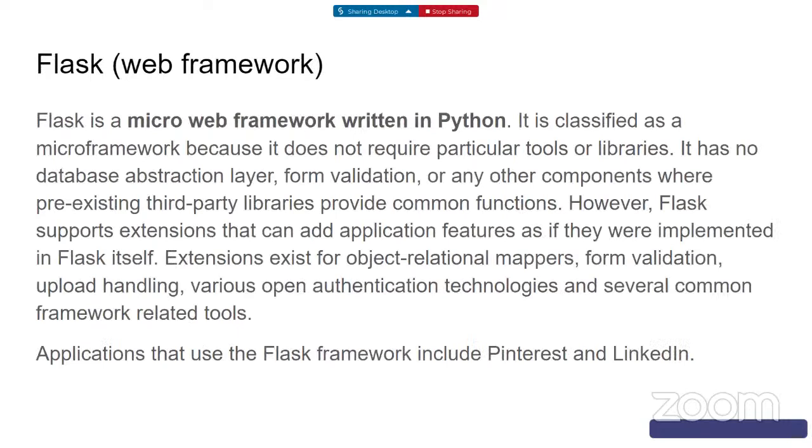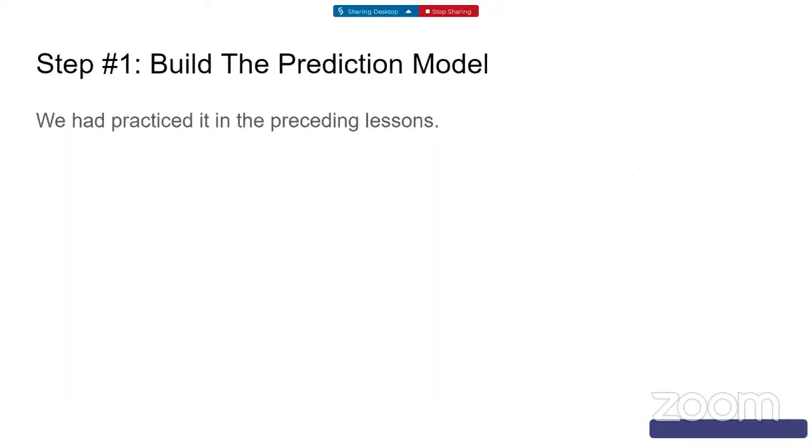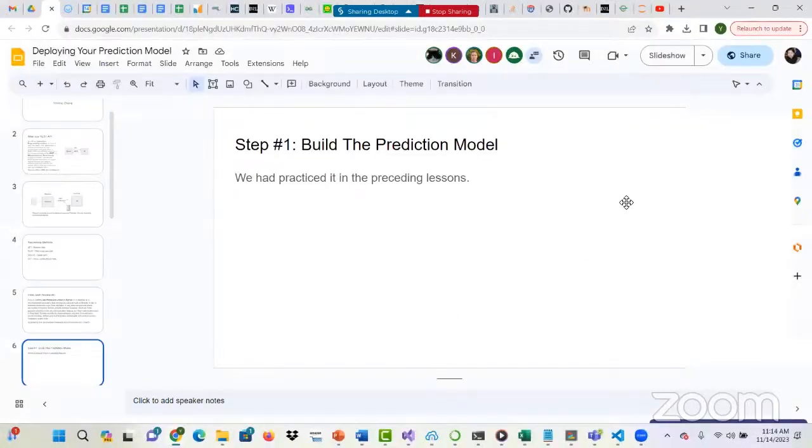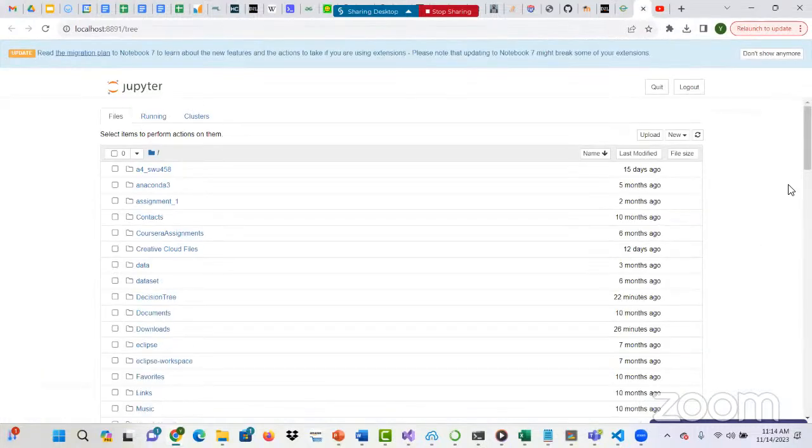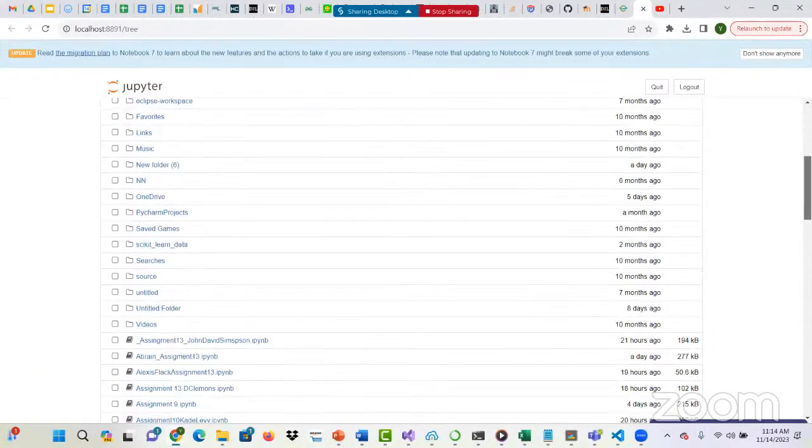Okay. So next we will demonstrate how to build the prediction model, save it, and then put it onto the website. The first thing we need to do is build the prediction model, which we have done many times in the previous lessons. For example, here I build a model, okay?